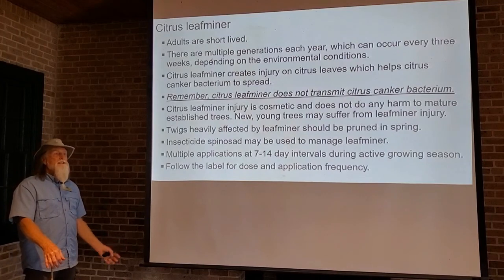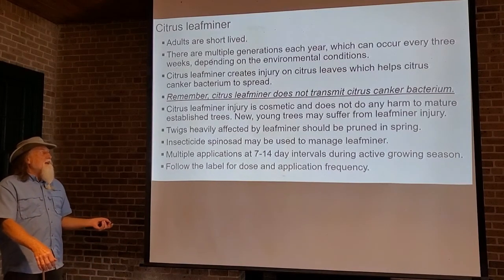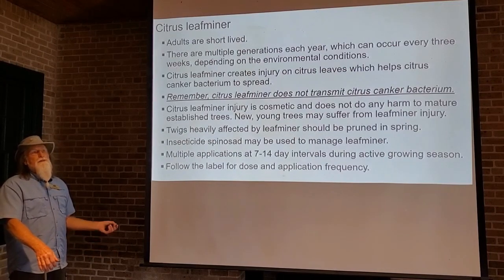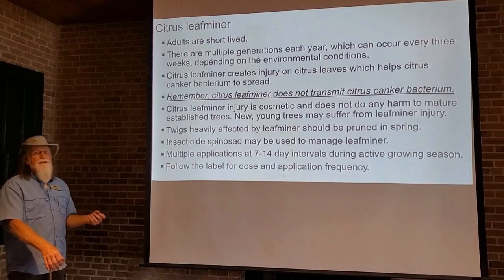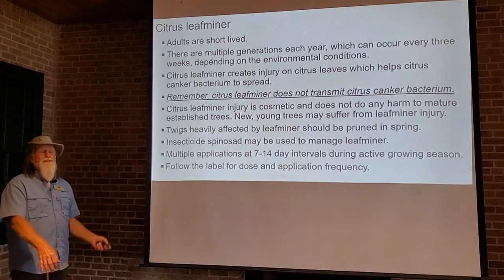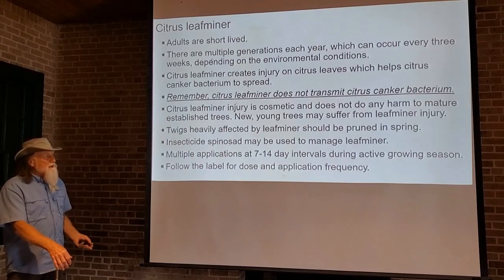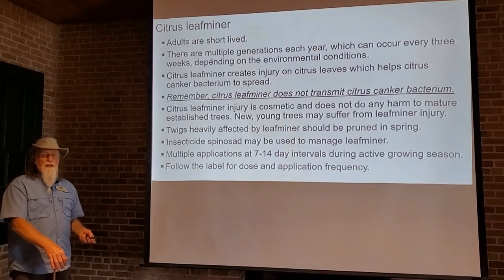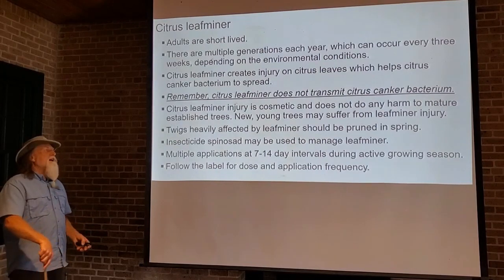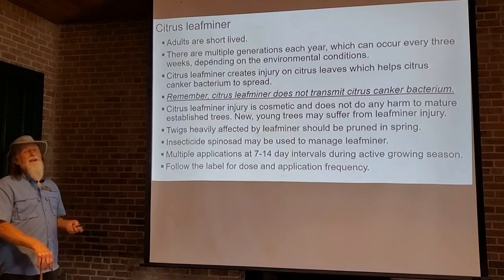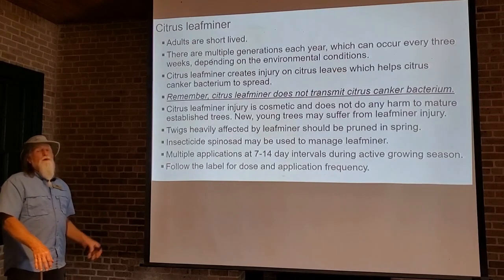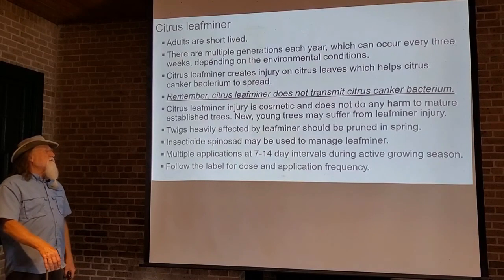And in most cases, on most trees, the citrus leaf miner injury is merely cosmetic, and it doesn't do any harm to any degree that deleteriously affects a mature tree or even one that's a couple years old. On really young trees that don't have a lot of foliage yet, maybe the first year after planting, if they get a heavy infestation of the citrus leaf miner, there could be enough damage that might slow them down a little bit. However, there won't be enough damage to actually kill the tree.